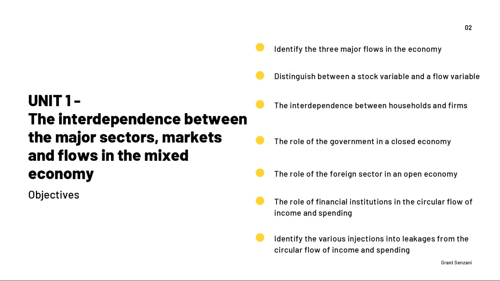So what we're going to be doing today in this specific unit is looking at these 7 things. One, we're going to identify the 3 major flows in the economy. 2, we're going to distinguish between a stock variable and a flow variable. We're going to look at the interdependence between households and firms, the role of the government in a closed economy, the role of the foreign sector in an open economy, the role of financial institutions in a circular flow of income and spending, and then lastly, identify the various injections and leakages from the circular flow of income and spending.